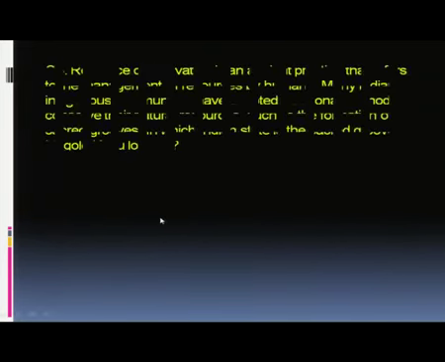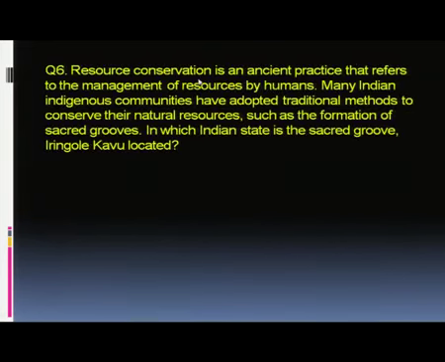Moving on next, resource conservation is an ancient practice that refers to the management of resources by humans. Many Indian indigenous communities have adopted traditional methods to conserve their natural resources, such as the formation of sacred groves. In which Indian state is the sacred grove Iringole Kavu located?